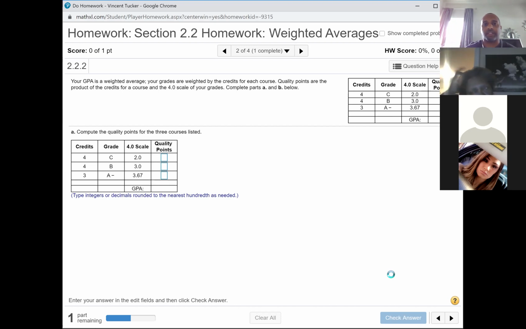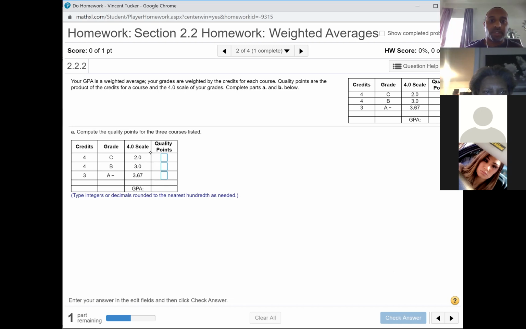So let's look at the next one. Like I said, this is the second one out of the 4 problems. So I'll try to leave the other 2 for you to knock out. Of course, if you have any questions on them, make sure you ask. All right. So this next one. Your GPA is a weighted average. Your grades are weighted by the credits for each course. Quality points are the product of the credits for a course and the 4.0 scale of your grades. So a C gives you 2 points and it's 4 credits.